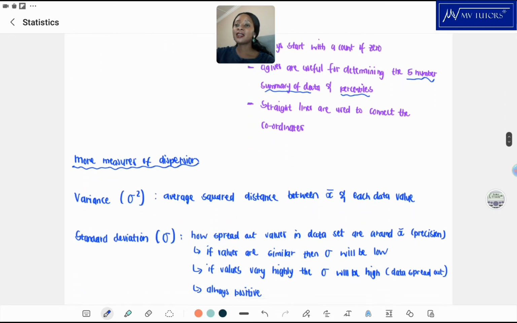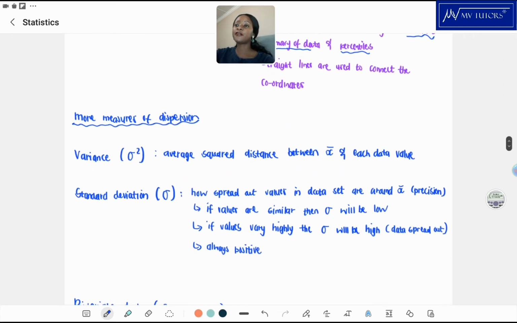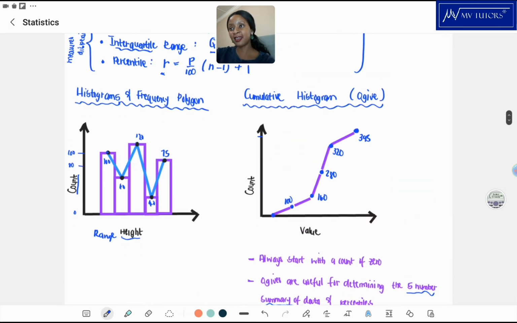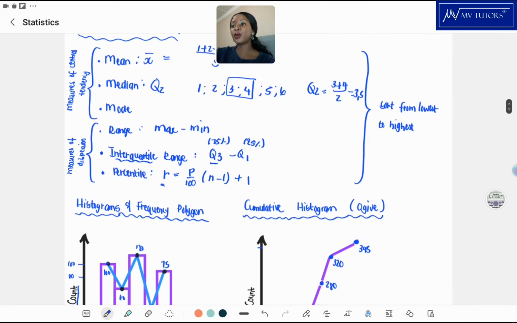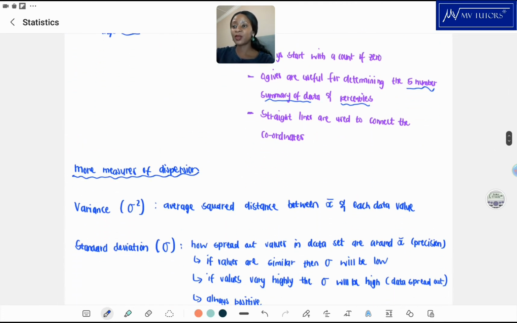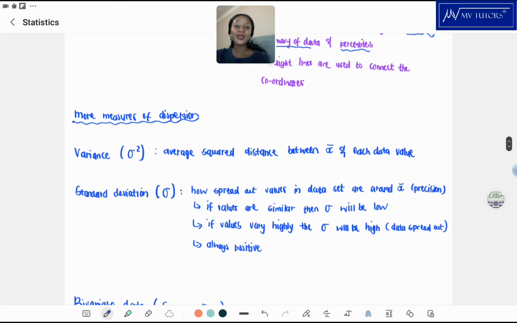And then the last two bits of measures of dispersion. Okay, like I didn't say it there, but your mean, median, and mode, that is the measure of central tendency. Your range, interquartile range, as well as percentile, that is measures of dispersion, which we are continuing with here, which they like asking in exams in grade 12. Variance, not so much, but standard deviation, they do.